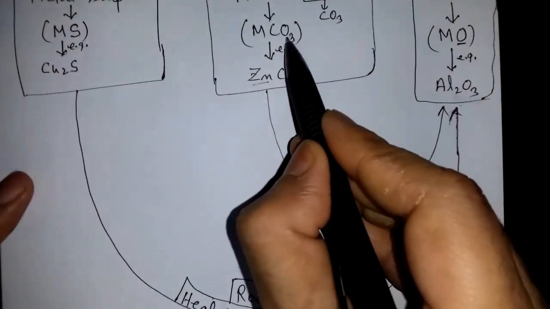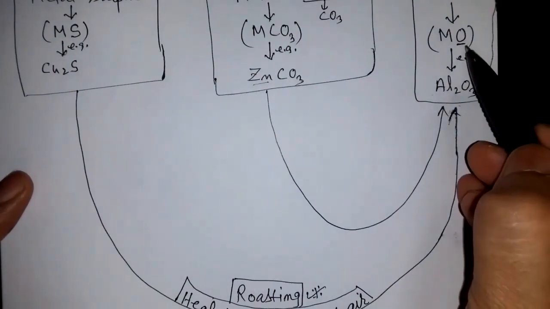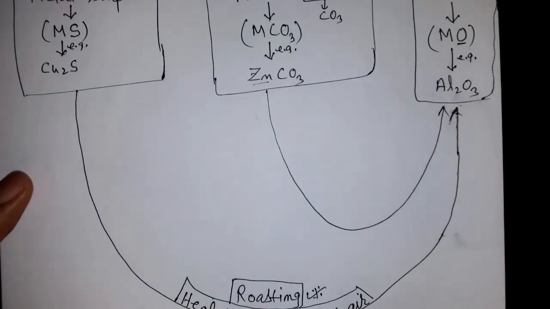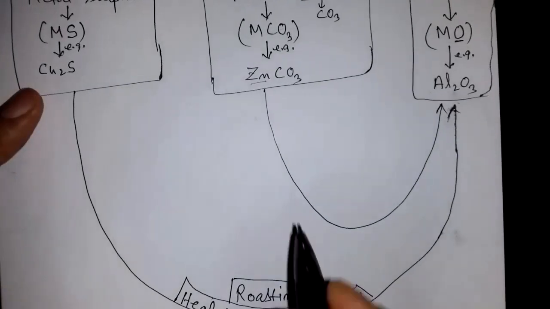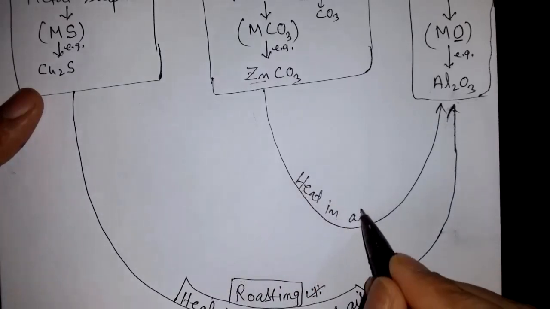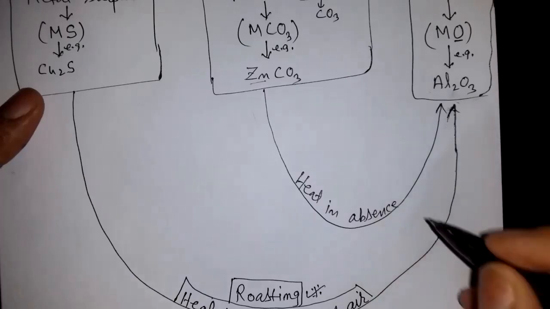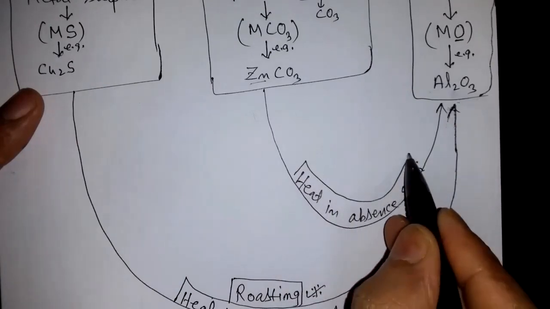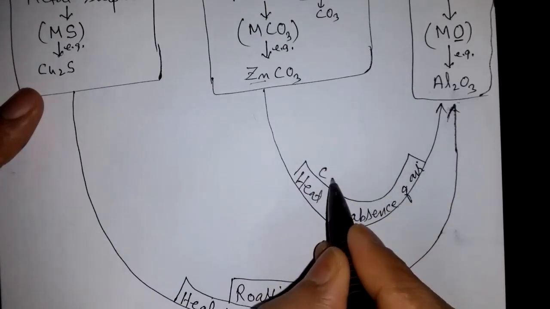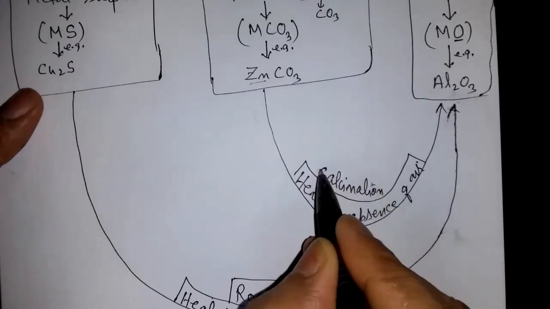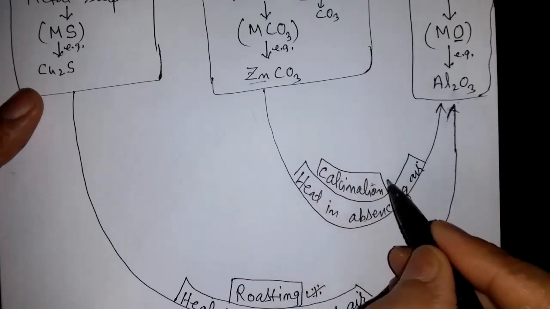But here we have O already, only this O we have to reduce. So to convert this into this, you heat, but don't heat in presence of air. You heat in absence of air, or some textbooks will say heat in limited supply of air. So here also we do heating, but in absence of air. Whenever you do heating of ore in absence of air, this process has a name called calcination. And calcination is also an important term.